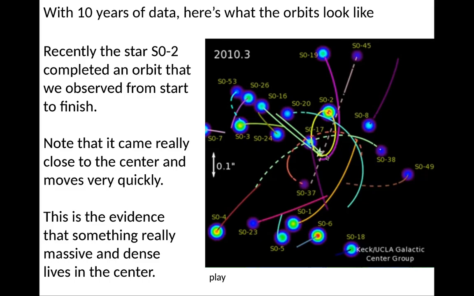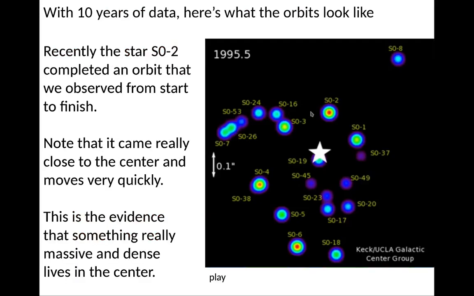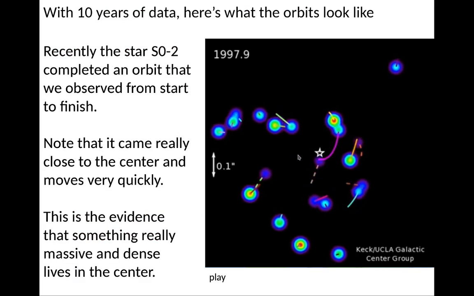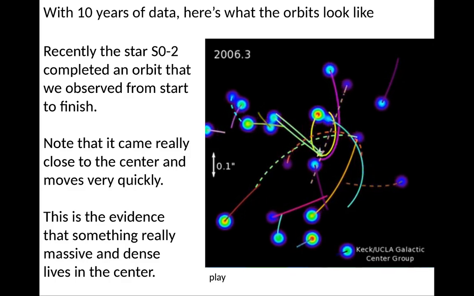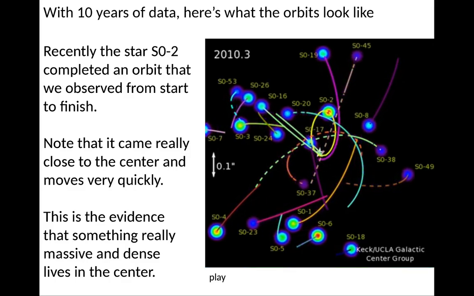S02 completed an orbit, right? So they've been observing this thing, and they completed it. Some of these other stars, we've been observing for a long time, and they've still not completed their orbit yet. But by completing an orbit, you have much better constraints on the central system. So if you look at it again, let me play it again. This star, S02, is going to come really close, and as it comes really close, it moves very quickly. This is Kepler's third law, right? And so this is strong evidence that something is really massive and really dense in the center.